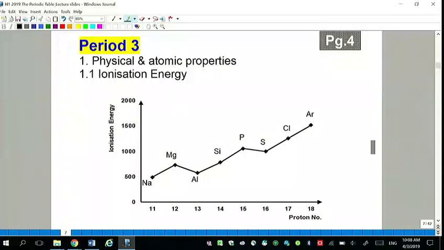First, take note that the general trend of first IE across the period is an increasing trend. Then you will see that there are two abnormalities. The first one is between your group 2 and group 13 elements. The second one is between your group 15 and 16 elements. You see how I draw the graph: for aluminium, it will not be lower than sodium. For sulfur, it will not be drawn lower than silicon. Can you just take note of this? Let me just draw this out.